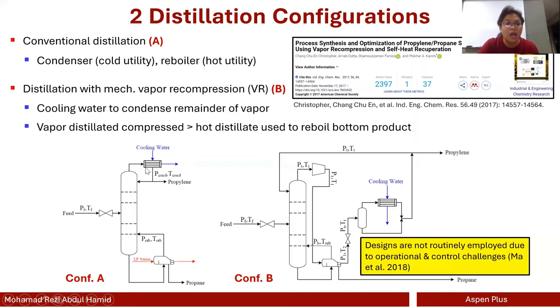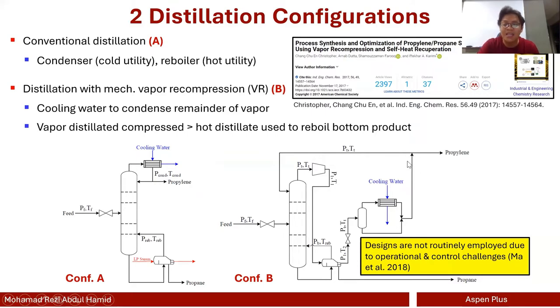But in this case, you have to condense a lot of propylene stream, because number one, you have a reflux, and number two, you also have a propylene going out. But in this case, yeah, they are also the same, but the majority of the propylene would be condensed already, and then they will be mixed. So whatever stream going here will be in liquid phase.